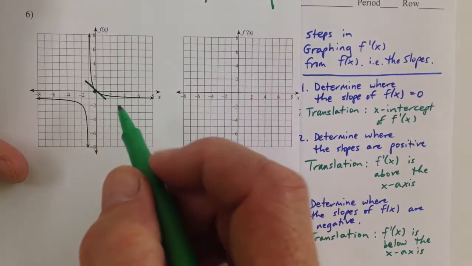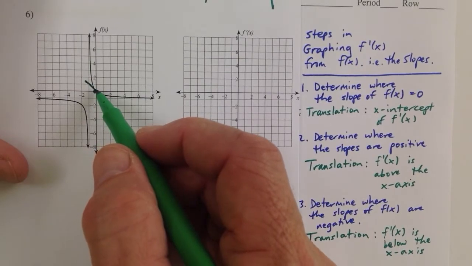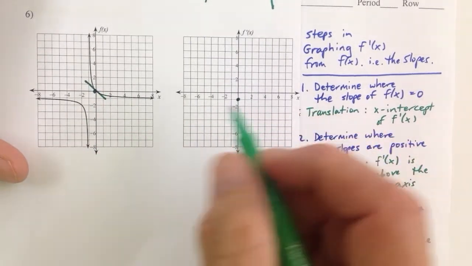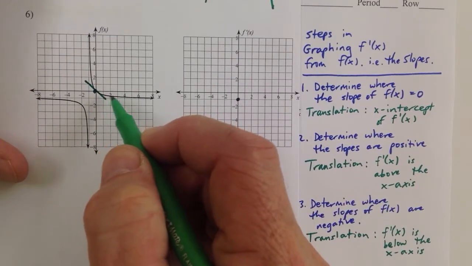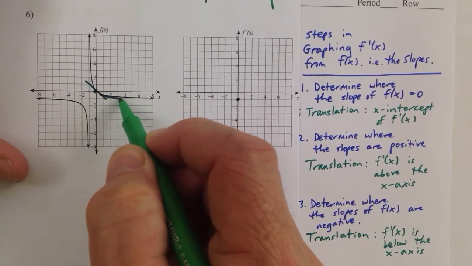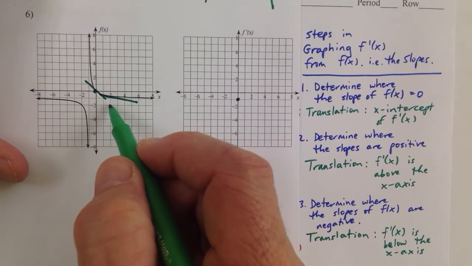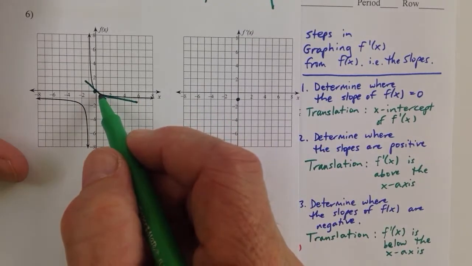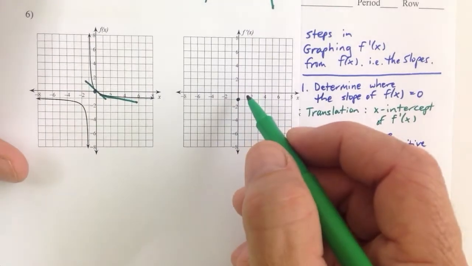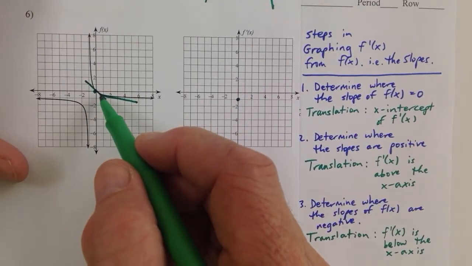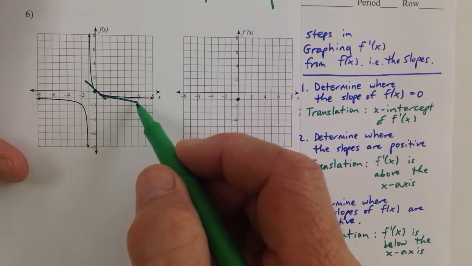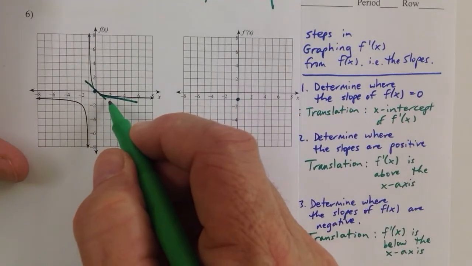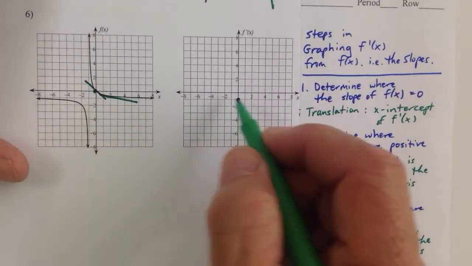Okay. When x is 0, it looks like the slope of the tangent line is about negative 1. So we're going to put a negative 1 right there. When x is equal to 2, let's say, it looks like the slope is really, really small, like down 1 and over 1, 2, 3, 4, 5, or 6. So negative 5 or 6, perhaps. Down 1 and over 5 or 6. So negative 1 sixth or negative 1 fifth. And that's when x is equal to, what did I say, 2?